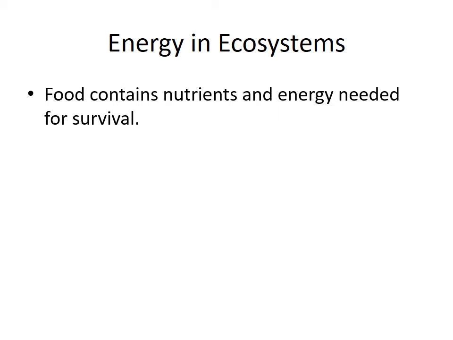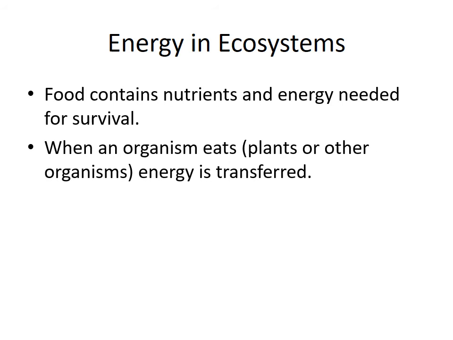Food contains nutrients and energy needed for survival. When an organism eats plants or other organisms, energy is transferred. So for example, if you're moving your hand right now, writing something down, the energy was transferred from the plant originally, who received it from the sun. Solar energy was converted to chemical energy, glucose, and now it's transferred to you. Maybe you ate the plant.